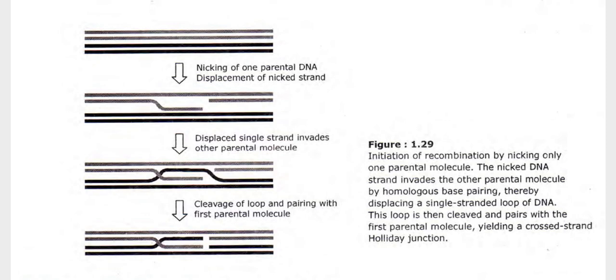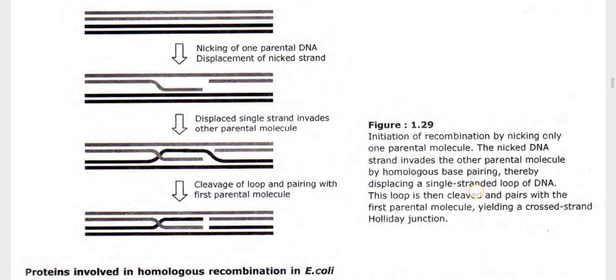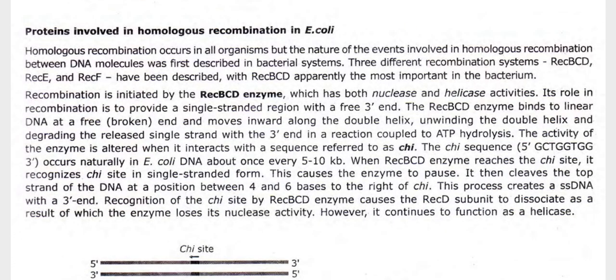So initiation of recombination by nicking only one parental molecule. The nicked DNA strand invades the other parental molecule by homologous base pairing, thereby displacing a single-stranded loop of DNA. This loop is then cleaved and pairs with the first parental molecule, yielding a cross-stranded Holliday junction.